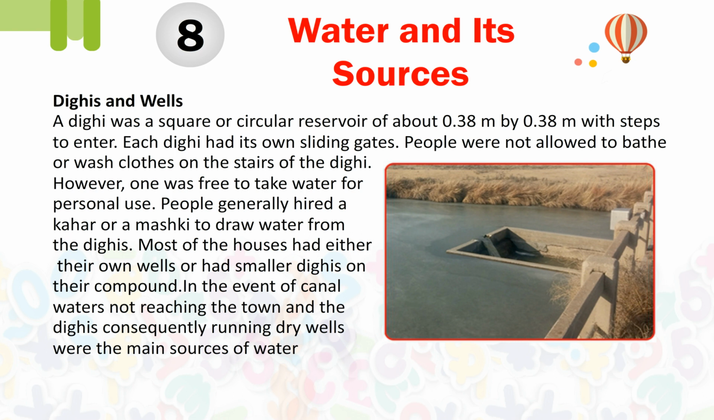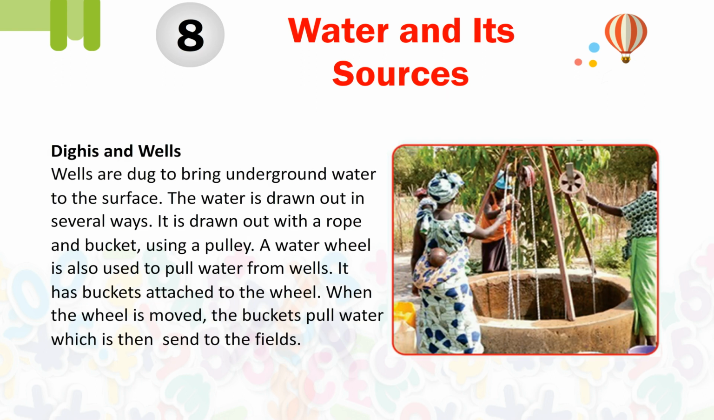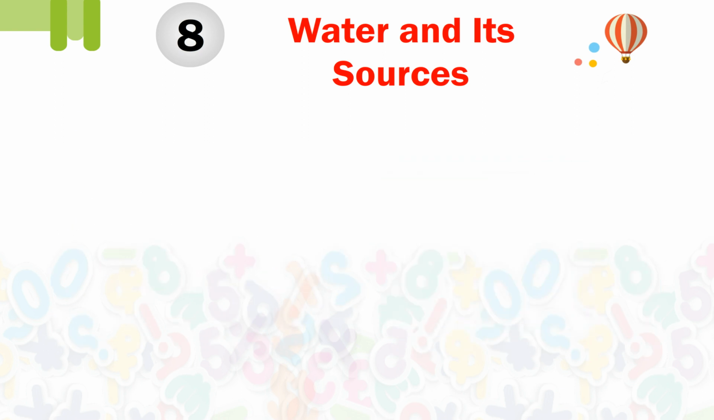In the event of canal waters not reaching the town and the diggis consequently running dry, wells were the main sources of water. Wells are dug to bring underground water to the surface. The water is drawn out in several ways. It is drawn out with a rope and bucket using a pulley. A water wheel is also used to pull water from wells. It has buckets attached to the wheel. When the wheel is moved, the buckets pull water, which is then sent to the fields.